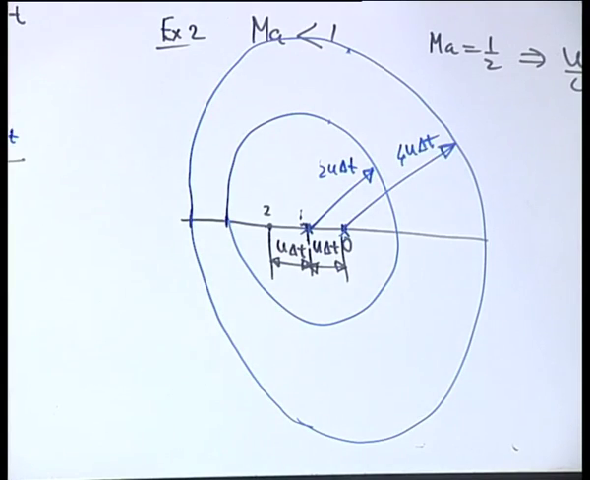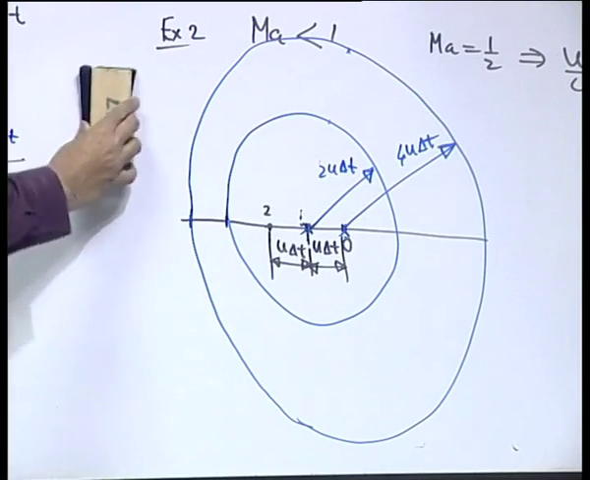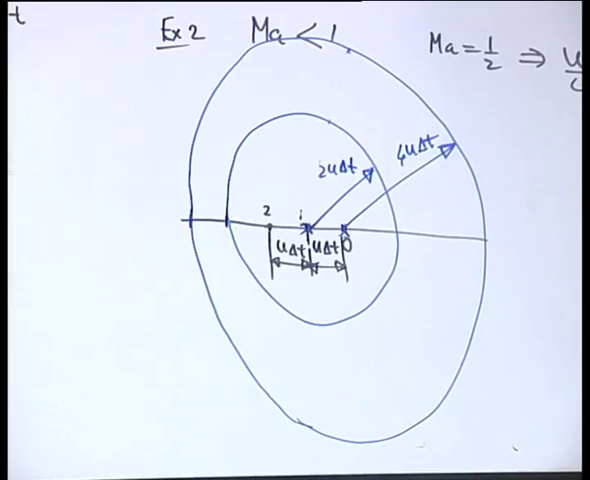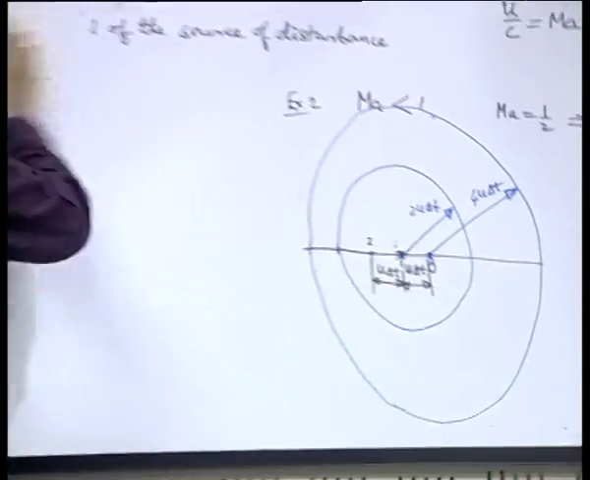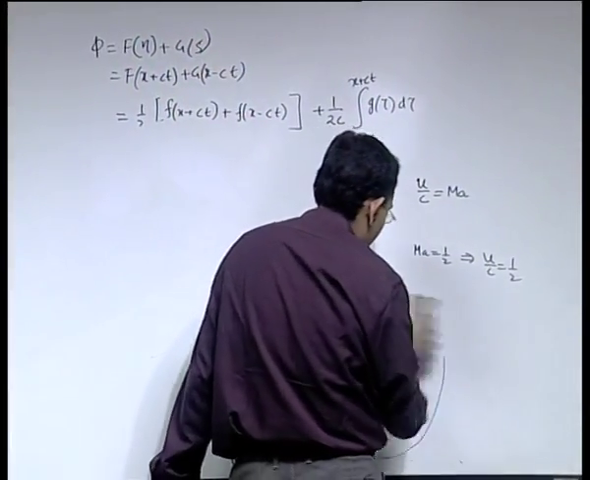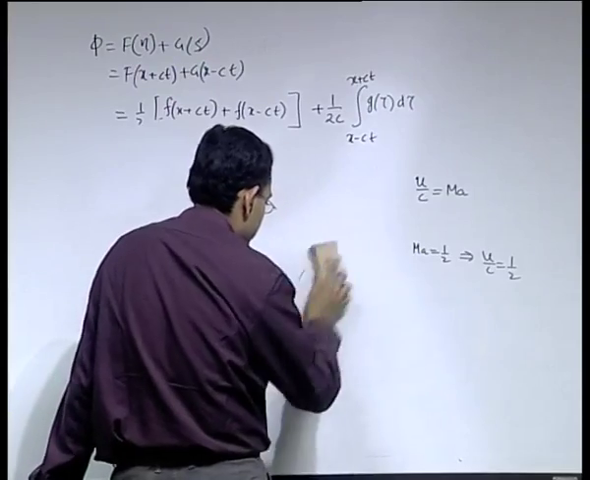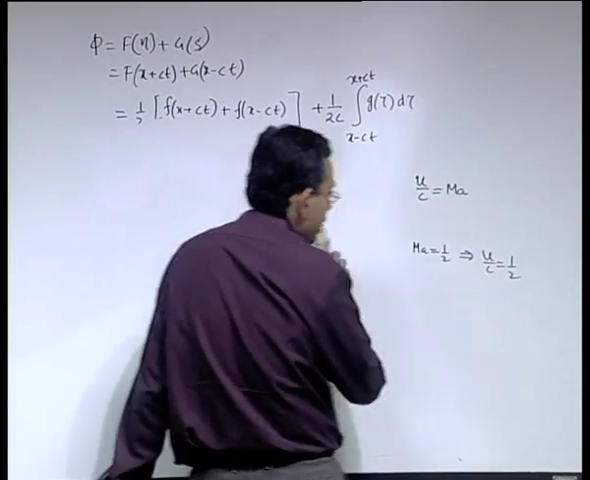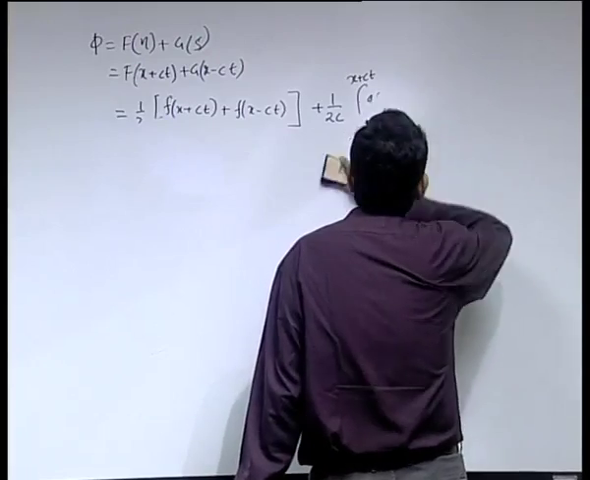So this is how you can have emission of different fronts. Let us consider a third example, which is the more interesting one, that is when the Mach number is greater than 1, or let us take a limiting condition when Mach number is equal to 1.